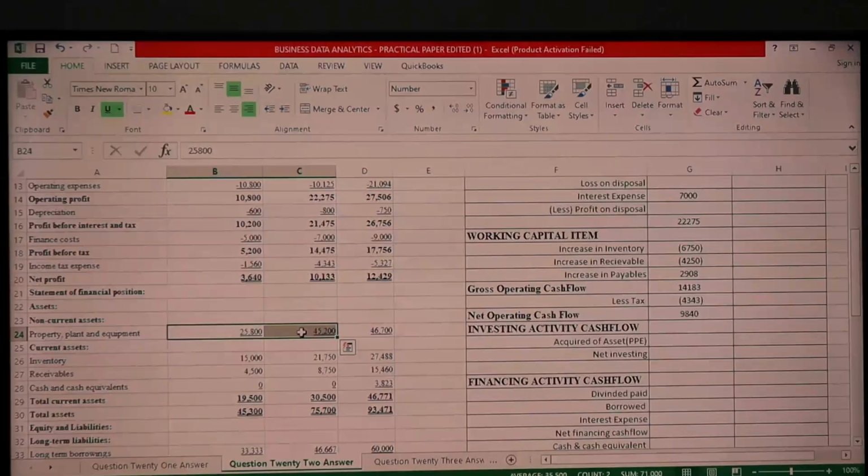Someone says we take B24, then minus C7. C24, not C24. Not B, cannot, okay. Then if you put that formula, what will be your answer? Just type the answer. If you use that formula you have used, what will be your answer?